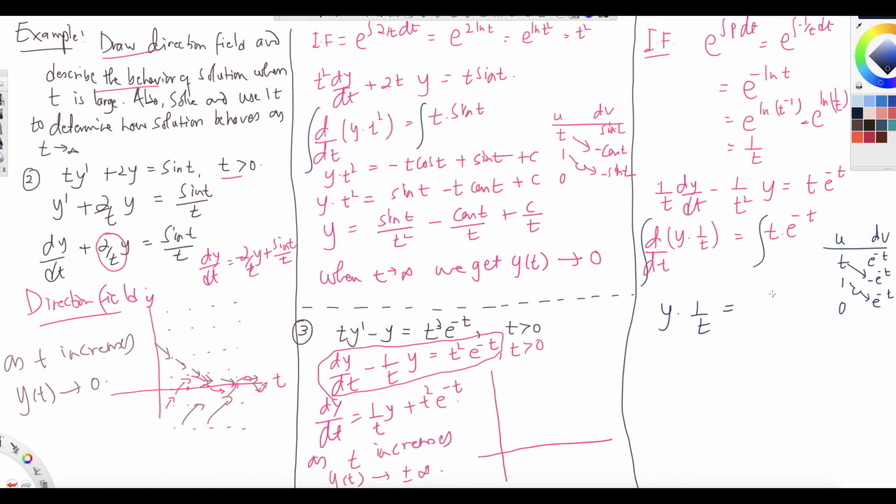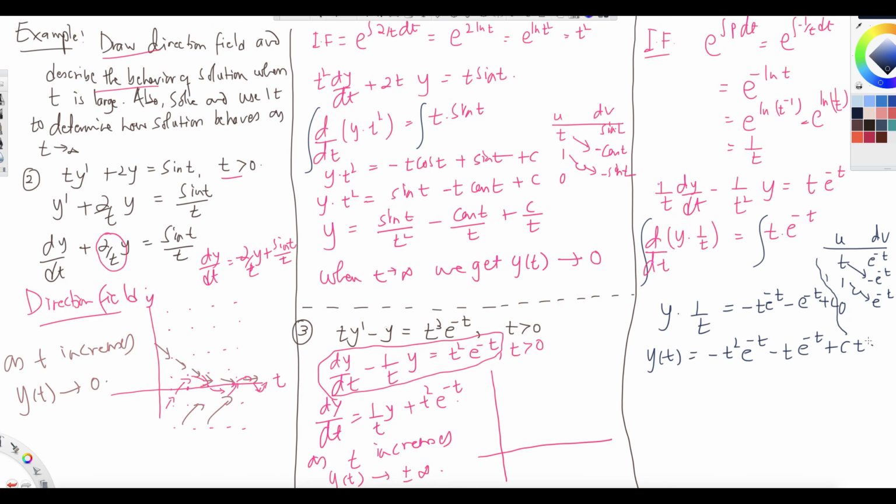So what you get here is negative t e to the negative t, and then minus, because this is negative multiplication, so you get minus e to the negative t, plus c. If you multiply both sides by t, then you get y of t equals negative t square e to the negative t, minus t times e to the negative t, plus c times t. That's what you get.